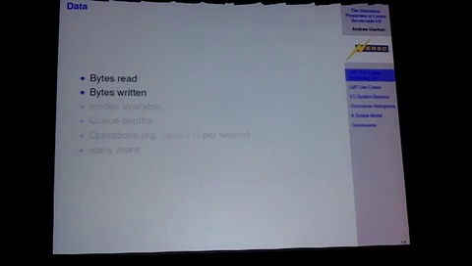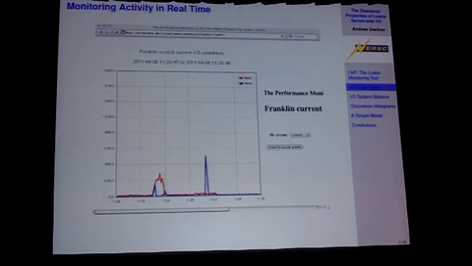You get all sorts of stuff collected in LMT, all very useful stuff. We're going to focus mainly on bytes read and bytes written. So what I'm talking about is mainly the bulk I/O data rates. So why would you want to do that?